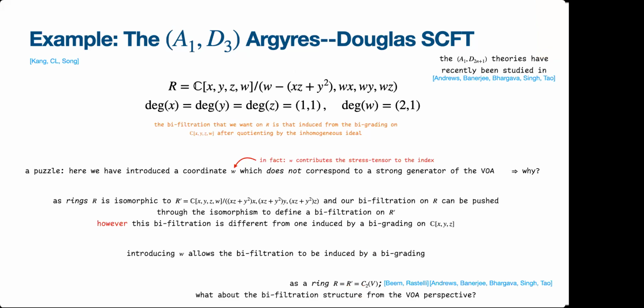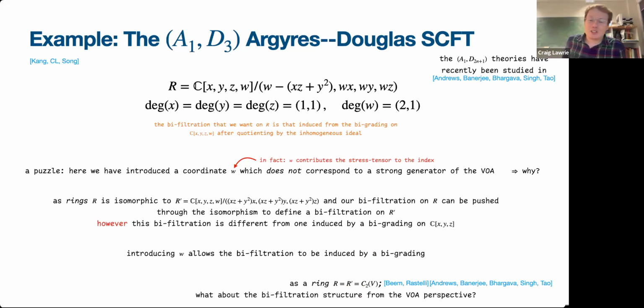So how did you decide to do this? In other words, this is just what worked, so to speak? Yeah, exactly. A large part of this was done experimentally. You could start with the ring R prime, which Beem and Rastelli wrote down some time ago as the C2 algebra for this theory. When you try to compute the Macdonald index, you find that the stress tensor is missing. So you want a term which looks like Q squared T, and you don't have it.